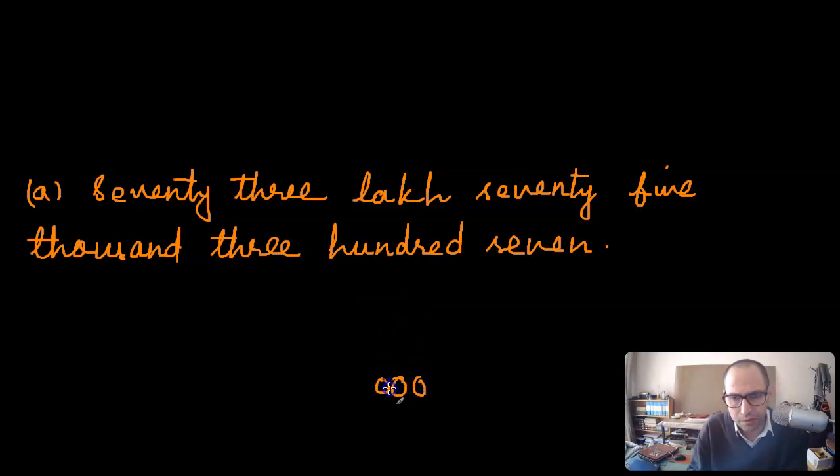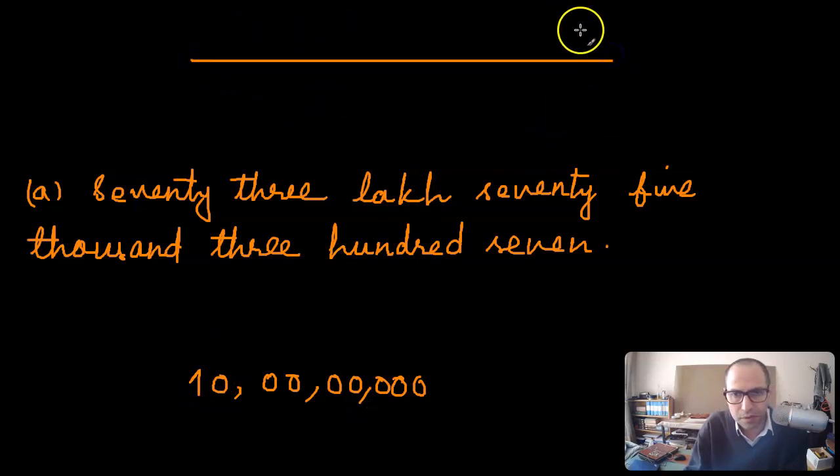Like for example 0 0 0 0 0 and then 0 0. So this would be 1,000, that would be lakh, that would be crore, for example. So this would be a 10 crore, right? So this is the ones and tens and hundreds, and then this would be 1,000, and this would be lakh, and this would be crore, right? So your table becomes something like this.